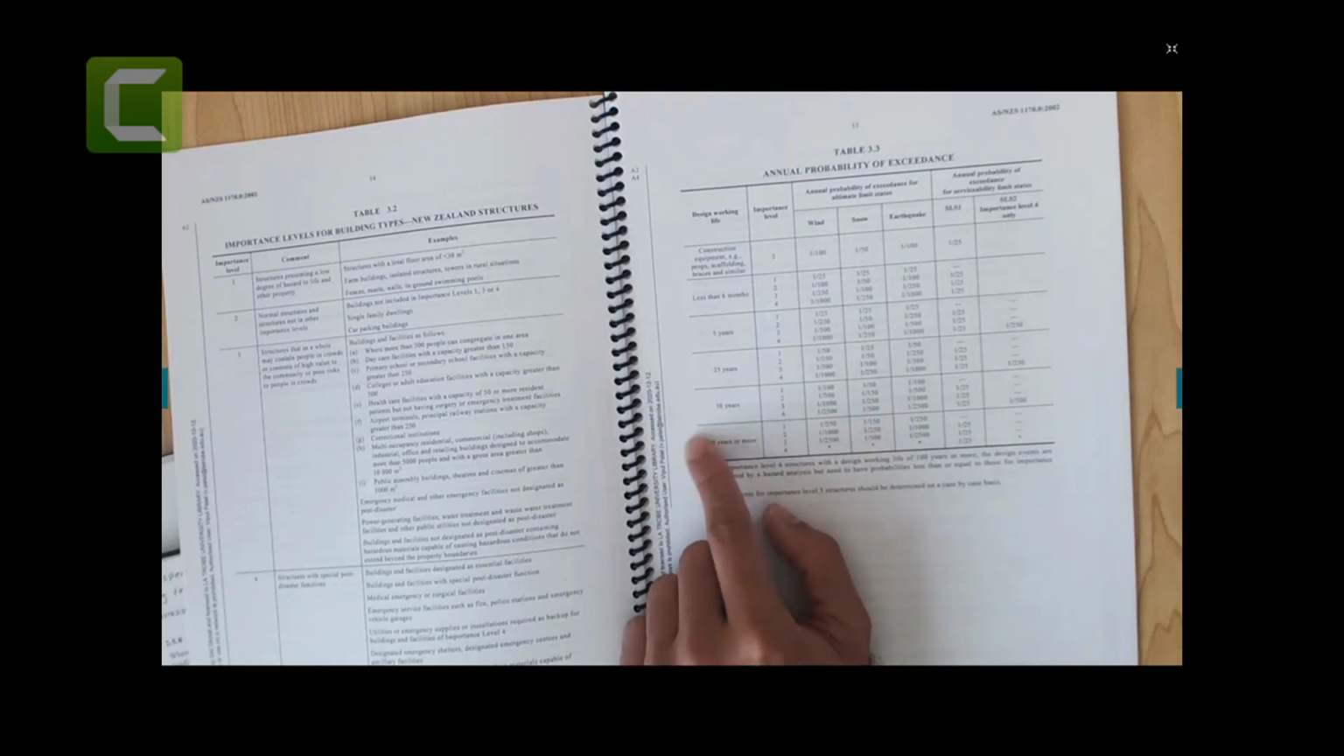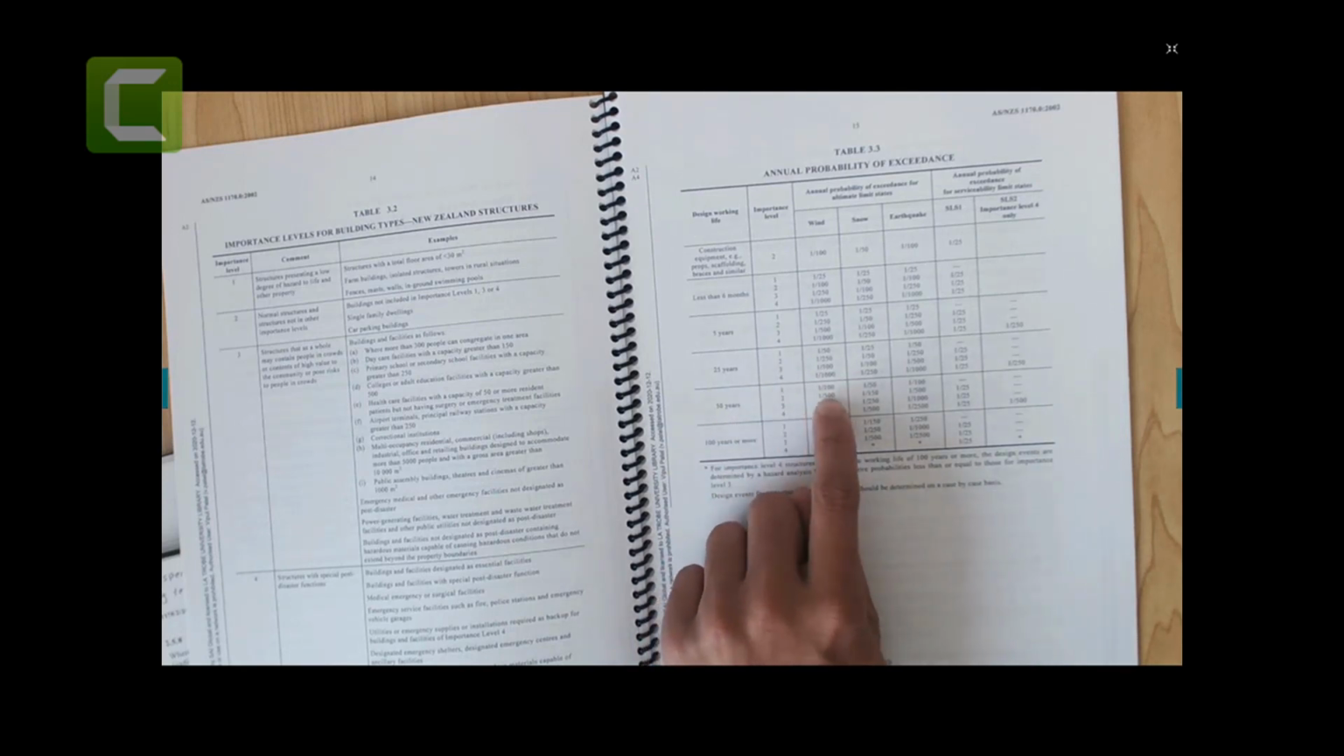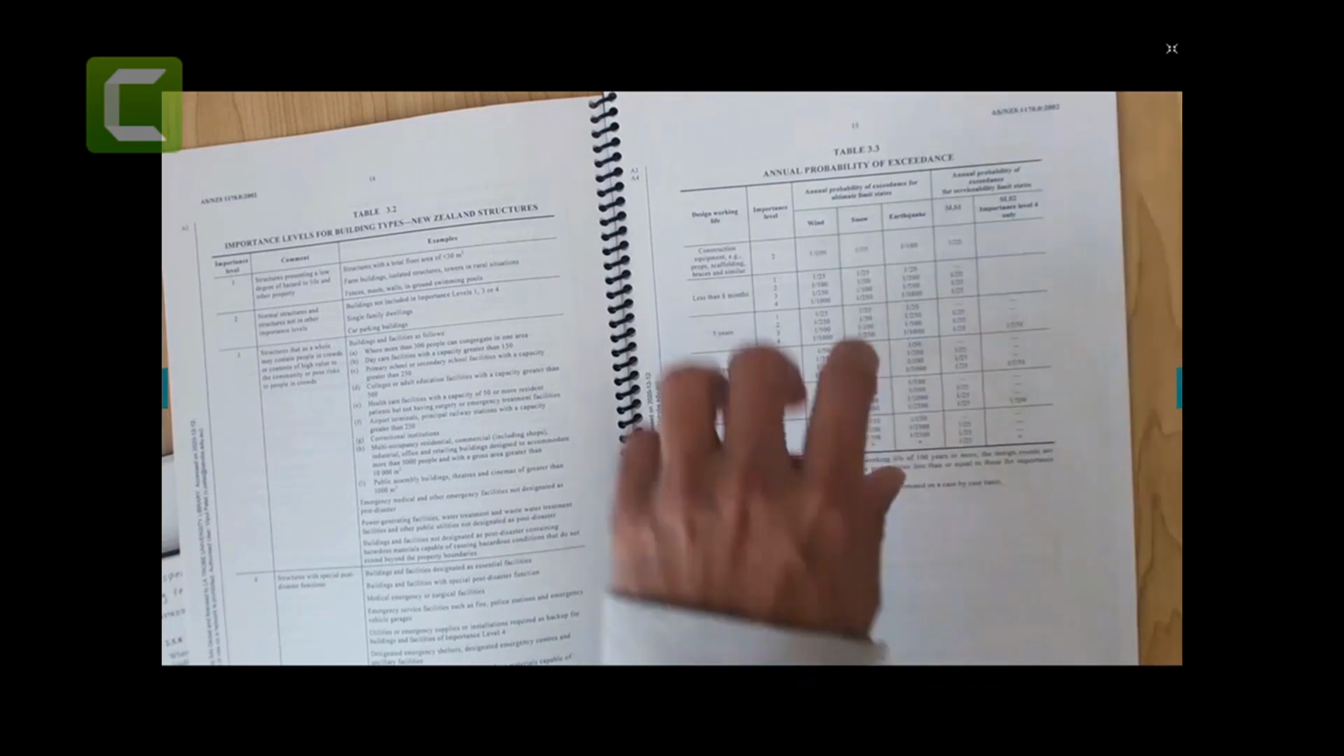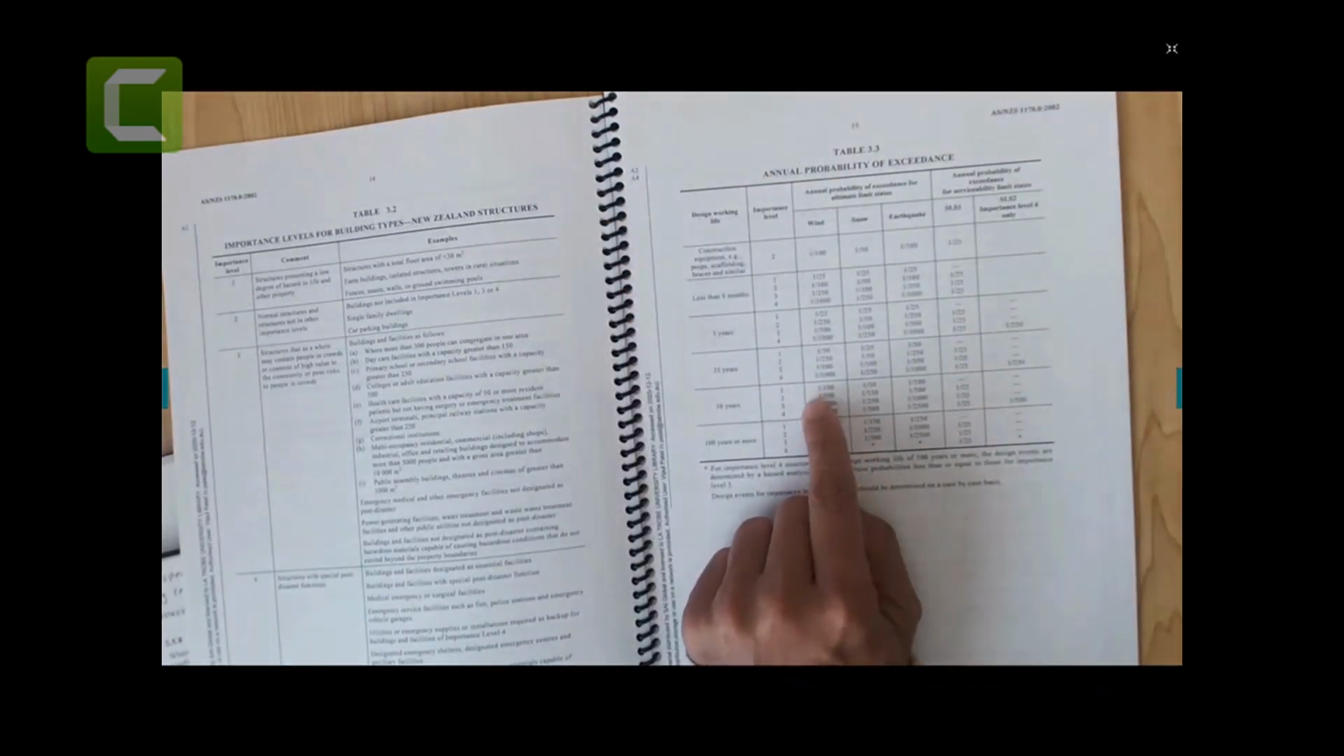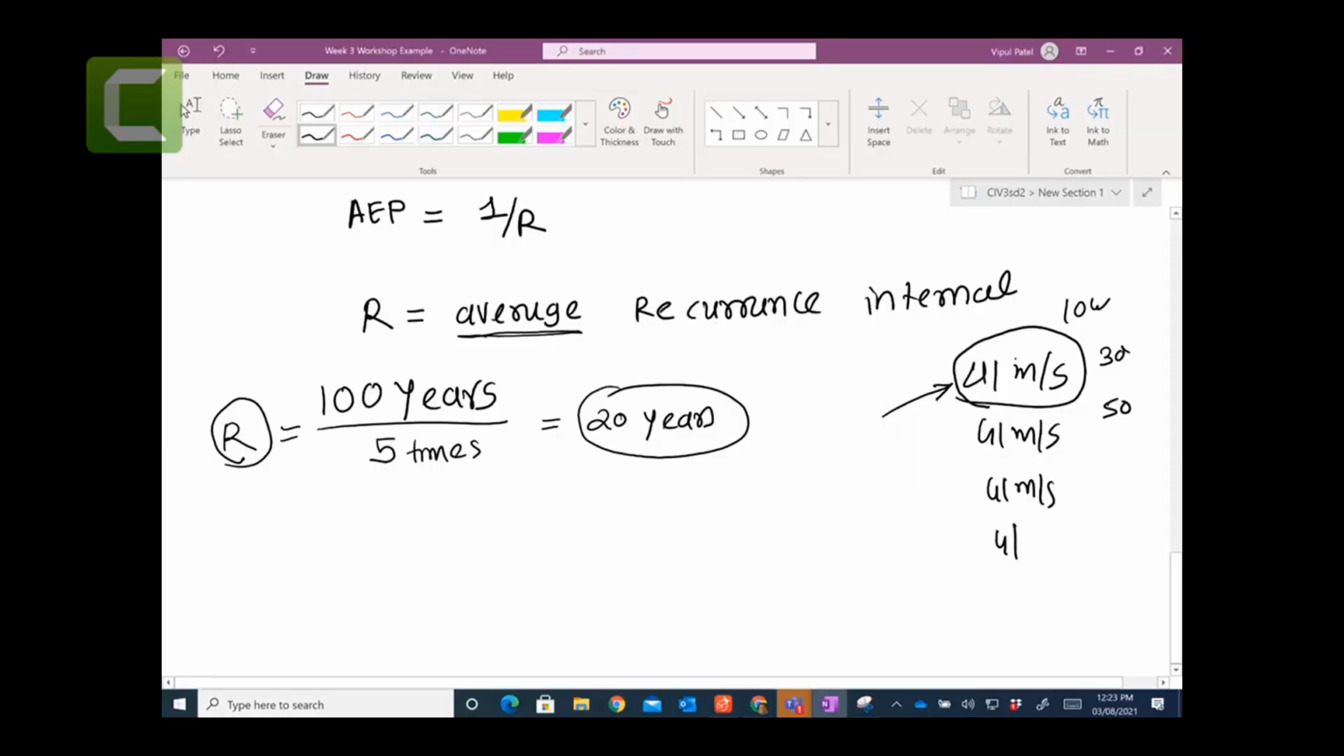For specific iconic structures, we make it 100 years, but normally we will go for 50 years, importance level 2, with return period 1/500. So that's how you decide the return period or annual probability of exceedance, 1/500. This is 1/R equal to 500. So I hope it makes sense. So that's the story about this annual probability of exceedance.